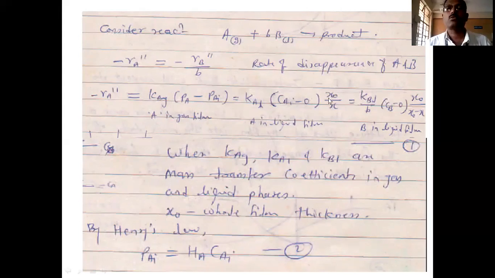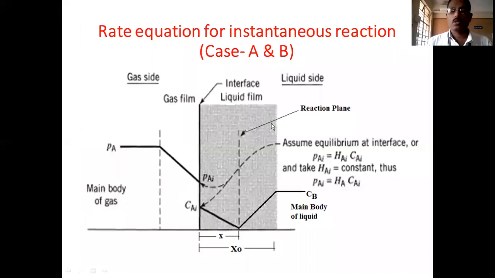Now these two terms are here, x naught upon x and x naught upon x naught minus x. In the liquid film, this is the diffusion path: only x of A diffuses in the liquid film, but the total length of the liquid film is x naught. Now K_AL is measured, K_AL is equal to D_AL upon x naught, that is the liquid film thickness.